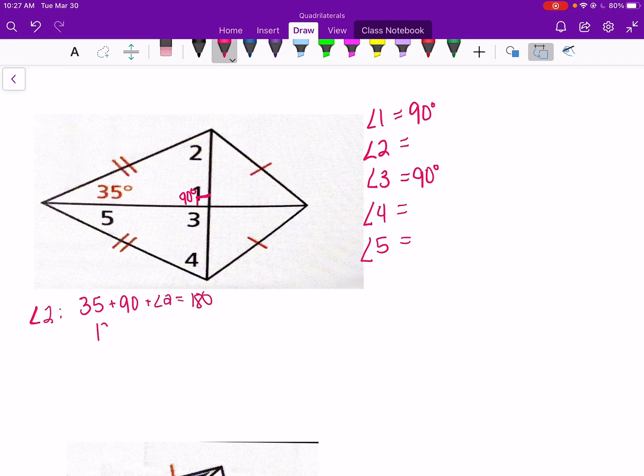So we can add our 35 and 90, and then we could subtract that from 180 to find the measure of angle 2. So the measure of angle 2 is 55 degrees.